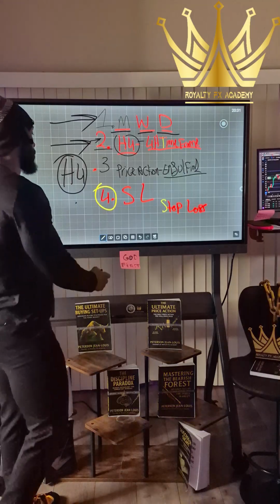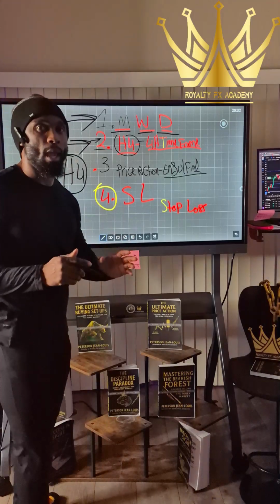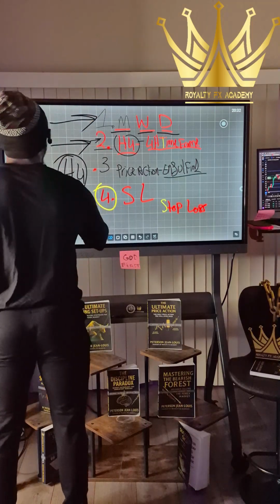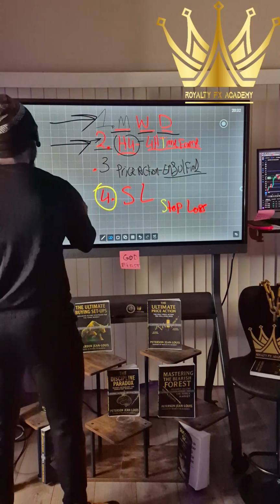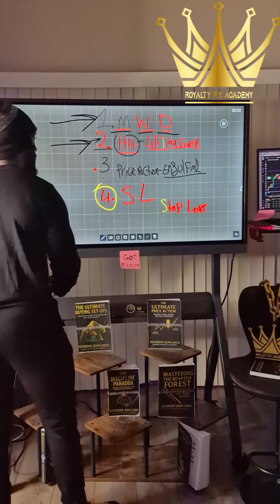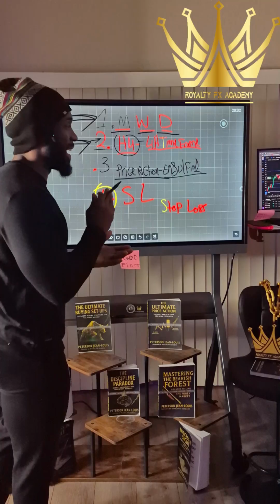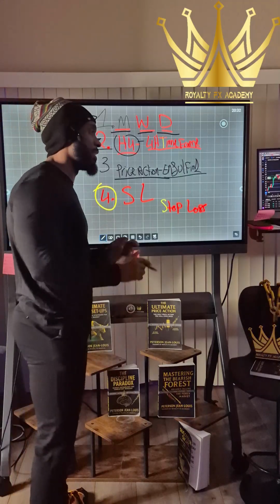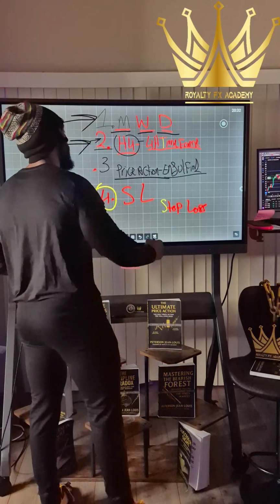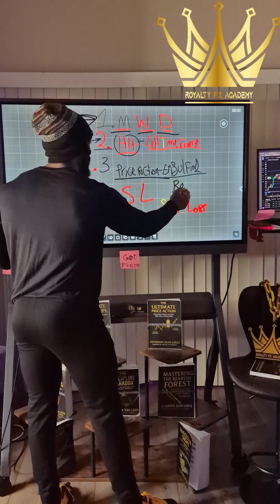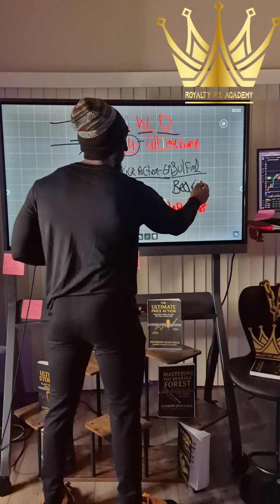Now, rule number 2 goes hand in hand with rule number 3, because rule number 3 is the reason why you pull the trigger, right? Price action itself. The price action we're going to be using is the engulfing bar. Okay. The engulfing bar. To be more specific, it will be the bearish. Okay. It will be the bearish.